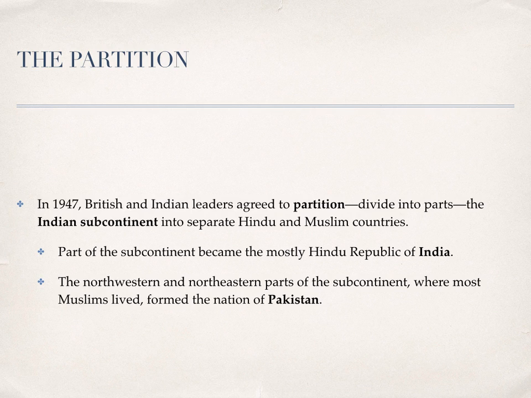The partition. In 1947, sadly really, British and Indian leaders agreed to partition, or divide into parts, the Indian subcontinent. They divided it into separate Hindu and Muslim countries. Part of the subcontinent towards the south became the mostly Hindu Republic of India. And in the northwestern corner and the northeastern corner, where most of the Muslims lived, these areas formed the nation of Pakistan, kind of an East Pakistan and a West Pakistan.